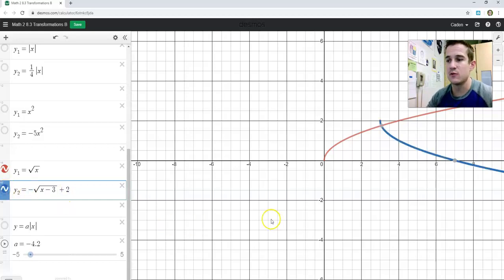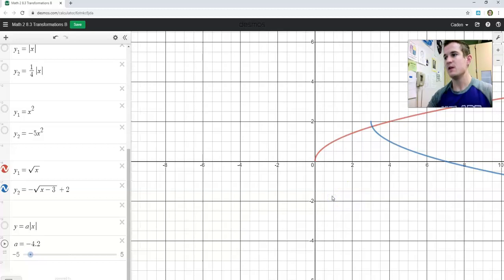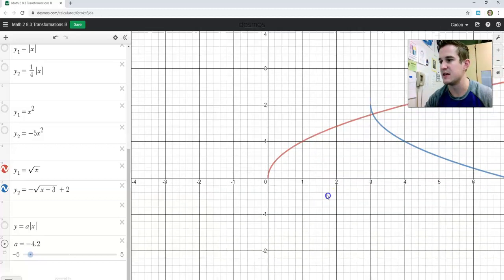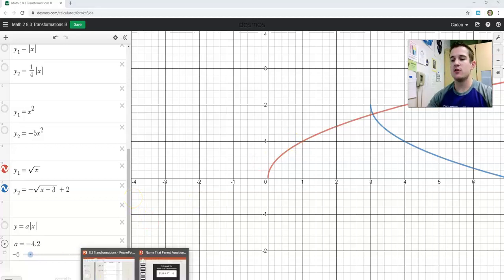So notice what happens here when I click on this graph. It's flipped upside down and then moved to the right. Yes, to the right 3 units and up 2 units. See what happened there? Okay, so I want you to take all of those things into account.